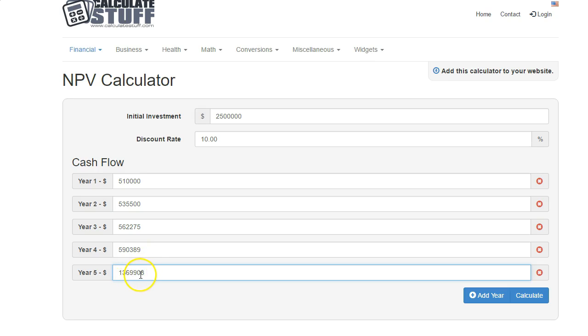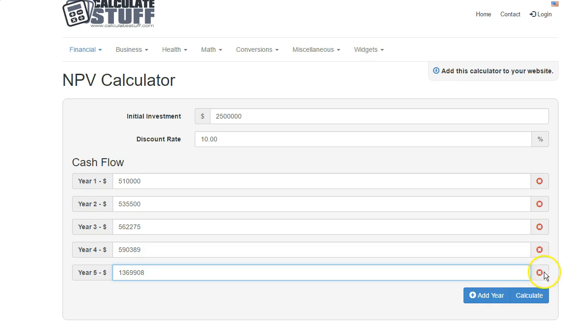All right, so let's double check our numbers here. We've got that. That looks good. Okay, check, check, check, check. I think we're good. All right, so you see how easy that is? You just enter those cash flows in, you enter in your cost of capital, or again, whatever your discount rate is. In this case, it's the cost of capital. And your initial investment, double checking.